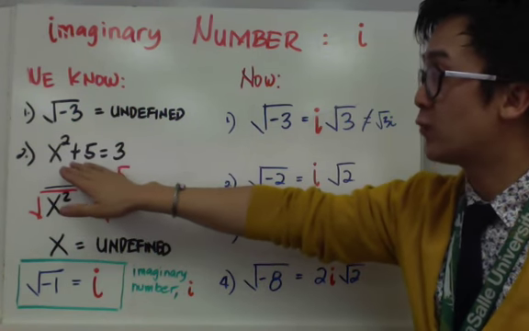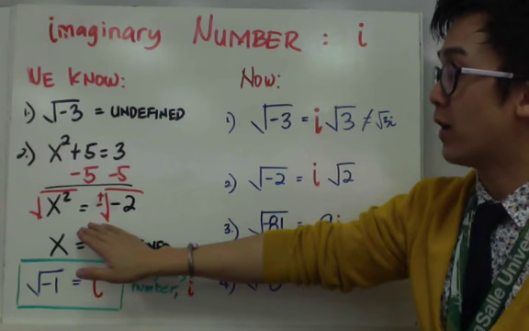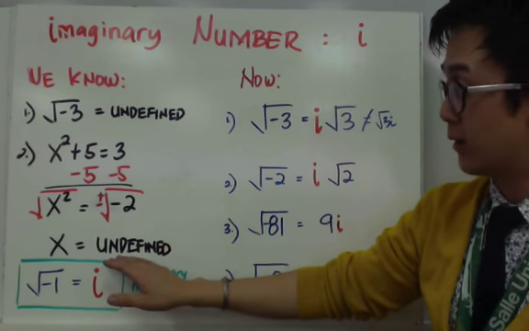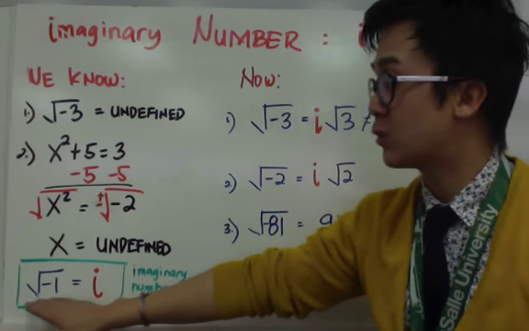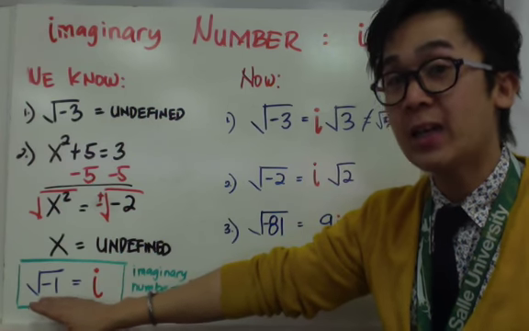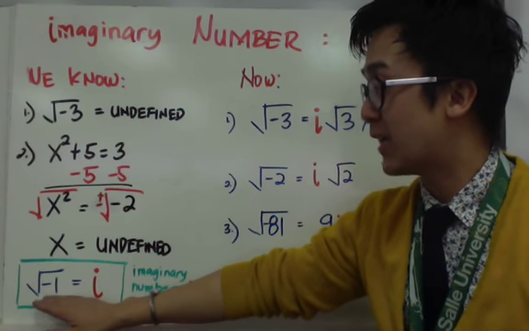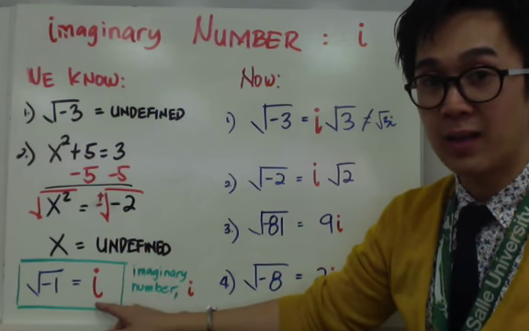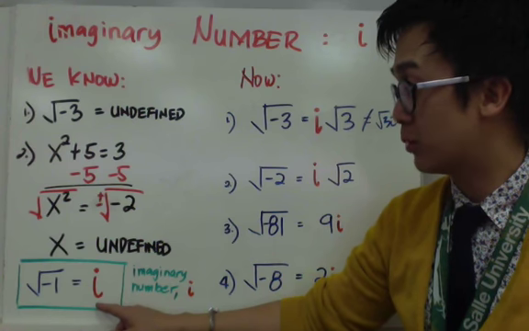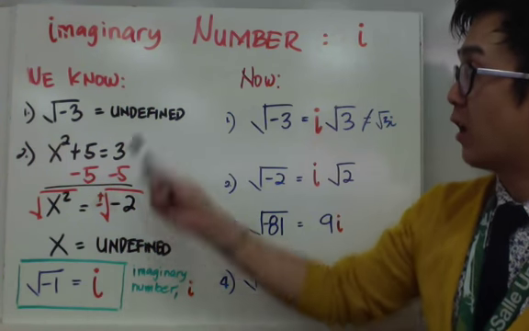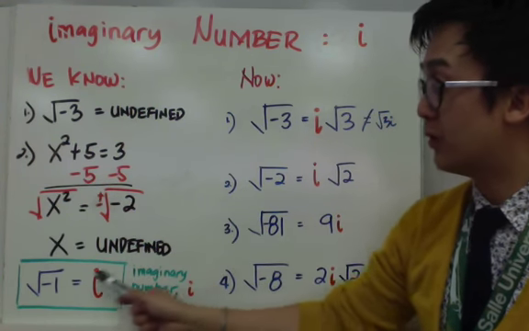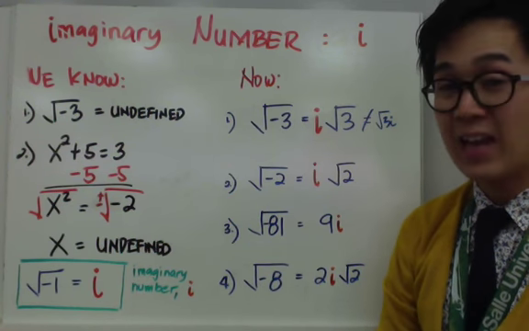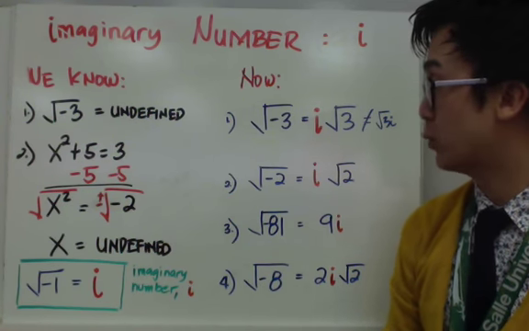And if we solve for x for number 2, we'll end up with plus or minus the square root of negative 2, and it will still be undefined. But now we know that the square root of negative 1, or any number that is negative inside the square root, can be replaced by i, which is your imaginary number. So now, instead of writing undefined, we are replacing the negative number by i, making sure that the negative number is inside the square root.